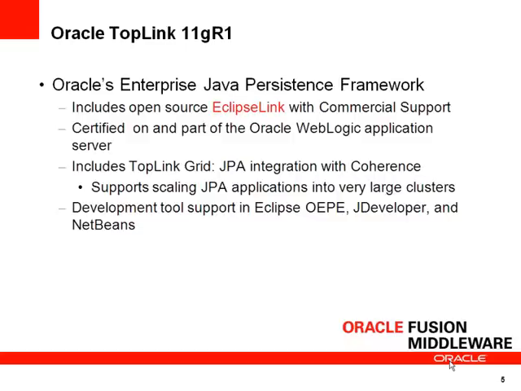In addition to the EclipseLink code that's included in Oracle Toplink, there's also Toplink Grid, and that provides integration between JPA and Oracle Coherence. The purpose of Toplink Grid is to support scaling JPA applications into very large clusters. If you're not familiar with Coherence, I encourage you to go to the Oracle OTN website and look it up, but it's a data grid product that really lets you scale applications into very large clusters. And we have development tool support in Eclipse, which we'll see today. There's also support in JDeveloper and in NetBeans.